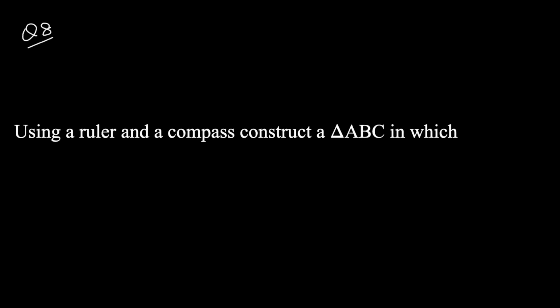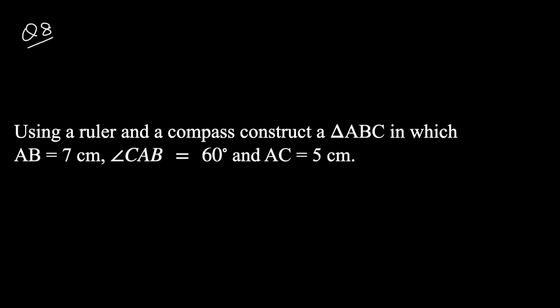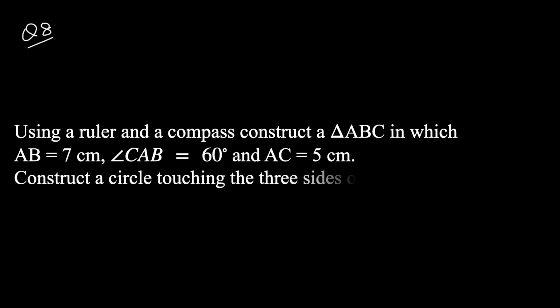The question is, using ruler and compass, construct a triangle ABC in which AB is 7 centimeter, angle CAB is 60 degree, and AC is 5 centimeter, and hence construct a circle touching the three sides of this triangle internally.